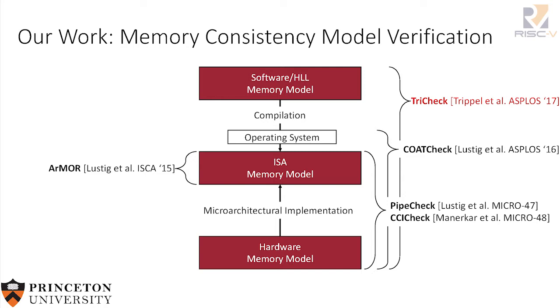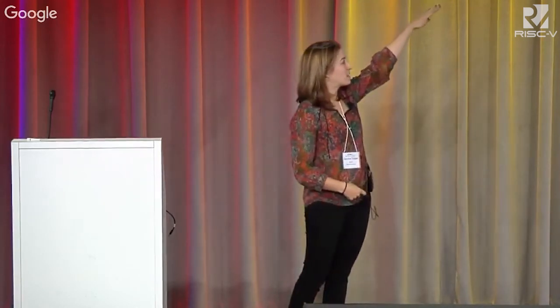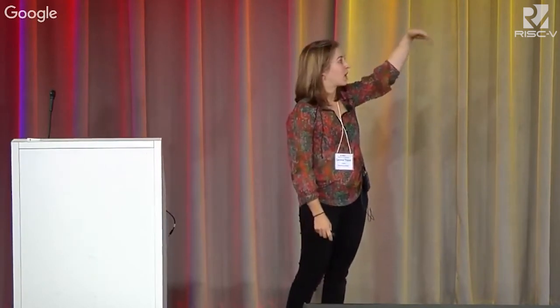For example, the C11, C++11 memory model, and the promises it makes to the programmer regarding how concurrent code will run, then how that gets translated down to the ISA memory model, so the compiler mappings from high-level language ordering primitives down to the ISA, and then finally, how the microarchitectural implementations are implementing that ISA. Ultimately, we need to ensure that we're upholding the promises made to the programmer at the software level when we're running on the microarchitecture.